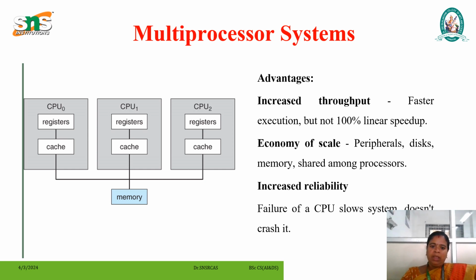Advantages: increased throughput, faster execution but not 100% linear speedup. Economy of scale, as peripherals, disk and memory are shared among the processors. Increased reliability, as failure of a CPU slows the system but does not crash it. Redundant processing provides a system of checks and balances, for example NASA.